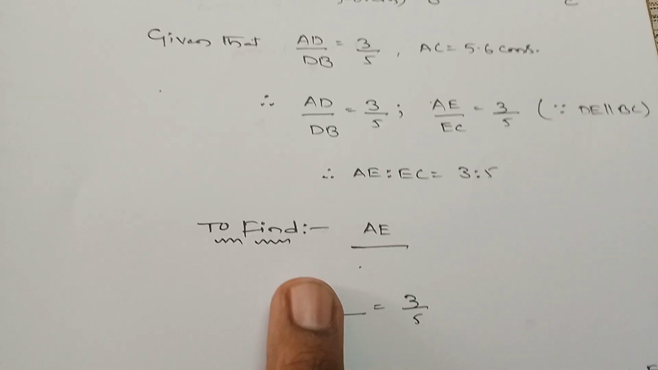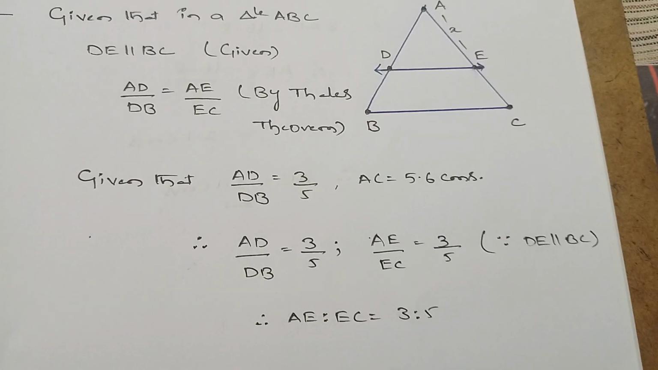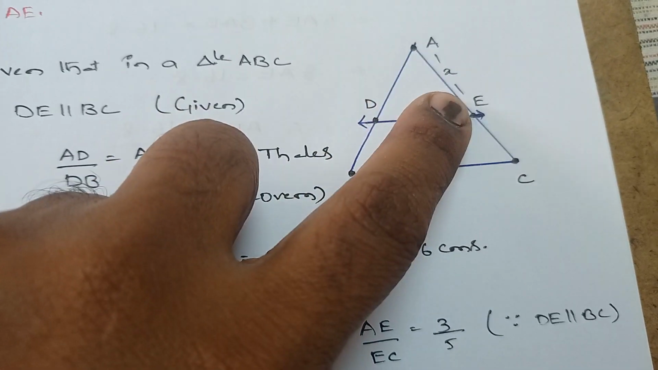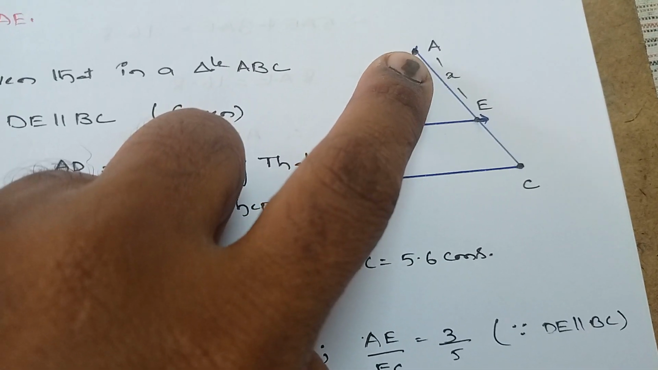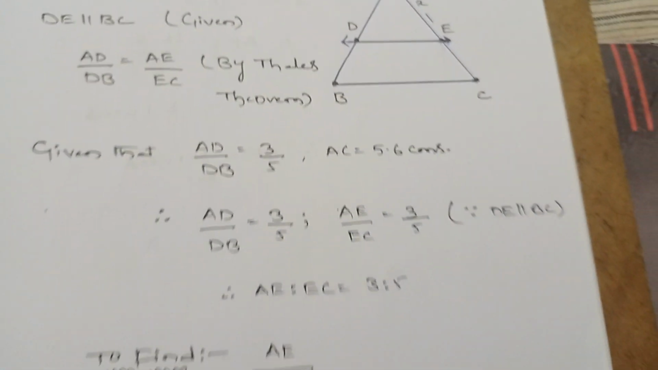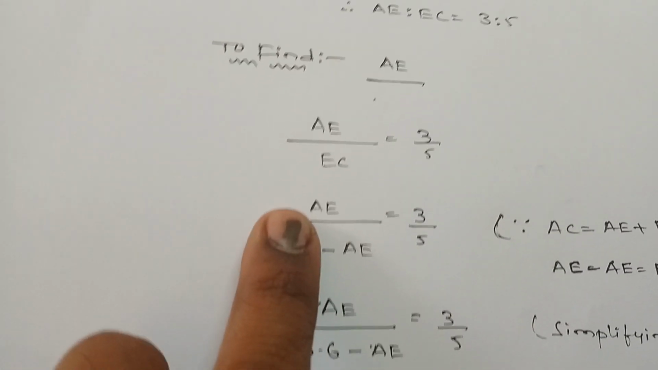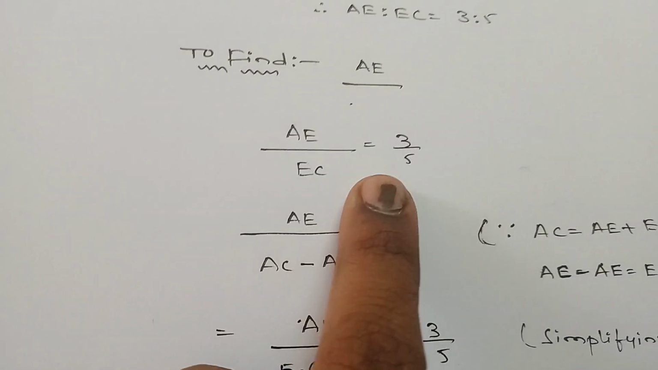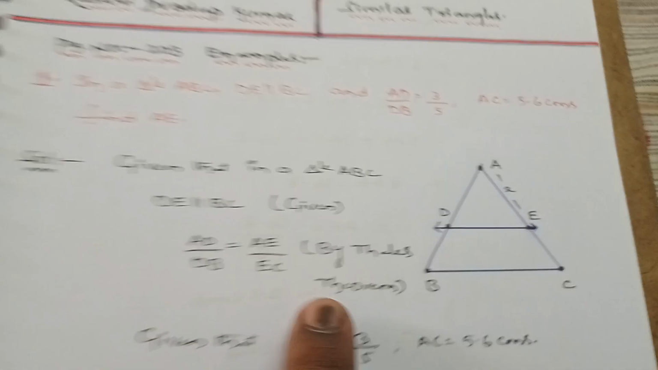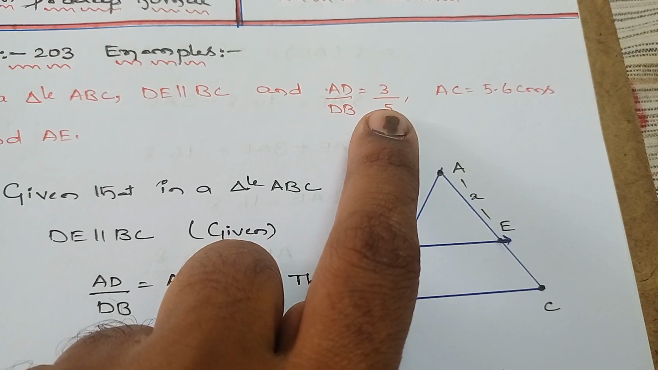So as per the Thales theorem, how can we find the AE value? Based on AE by EC, we can find the value of AE guys. So mention that AE by EC equal to 3 by 5. Why did I mention 3 by 5? Because in the given question they gave AD by DB equal to 3 by 5.